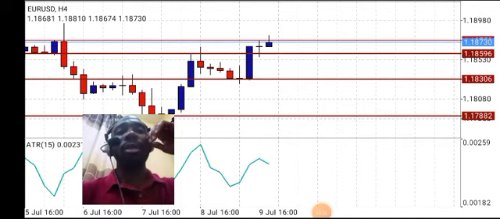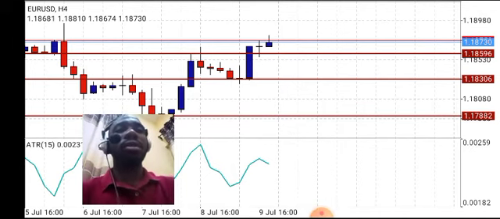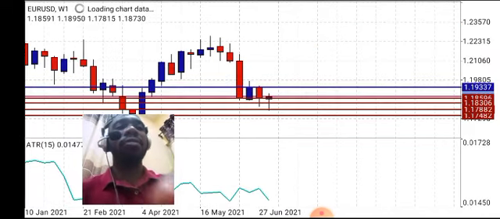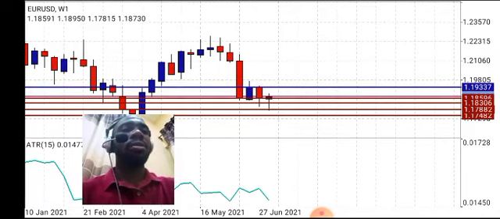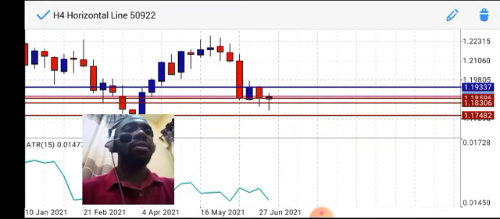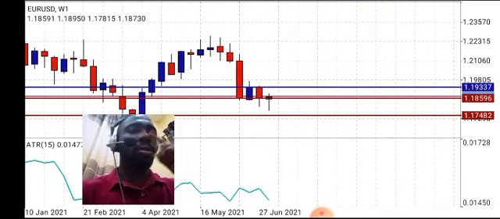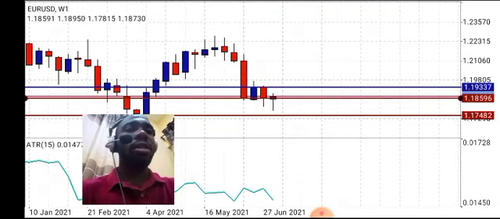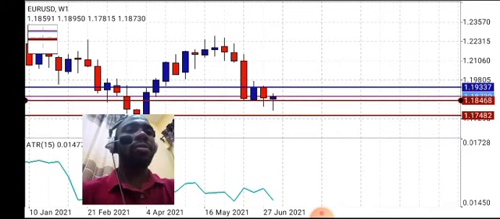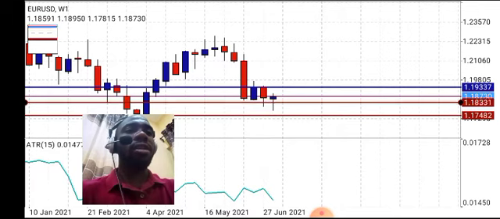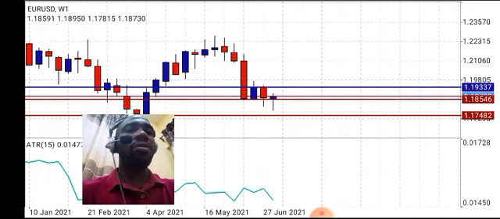So the next pair on my list is Euro USD. Let's start. Let's see what we have on the weekly time frame. Okay, so this is our weekly time frame. We had a support level here. The market tested that level and it experienced a strong rejection from that level.